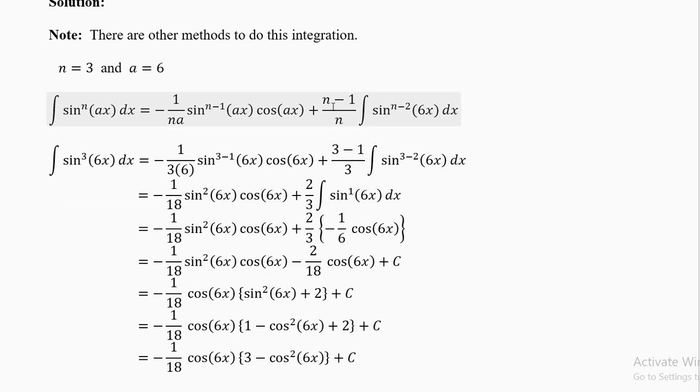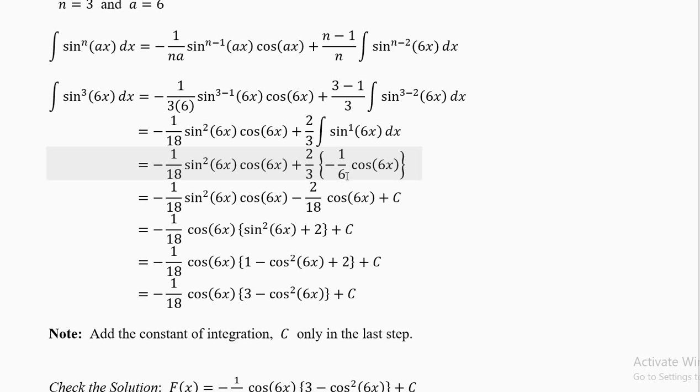Now your second term is your integration term, 3 minus 1 divided by 3, which is 2 by 3. You will do it. And remember, there is a plus in the formula, so just write plus throughout. Now inside the integration, you have n minus 2, which is 3 minus 2, which is 1. Integration of sine is minus cosine with that number 1 over a, a equal to 6, so you'll write minus 1 over 6. Now 2 by 3 into minus 1 by 6 is minus 2 by 18 cos 6x.